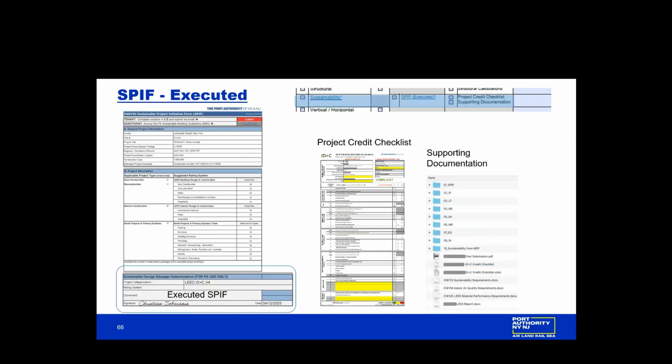And this is just an example of the executed SPIF, similar to what Christian previously mentioned. So you'll attach that executed SPIF on the left, as well as the project credit checklist in the middle, and to the right, any supporting documentation. Next slide.